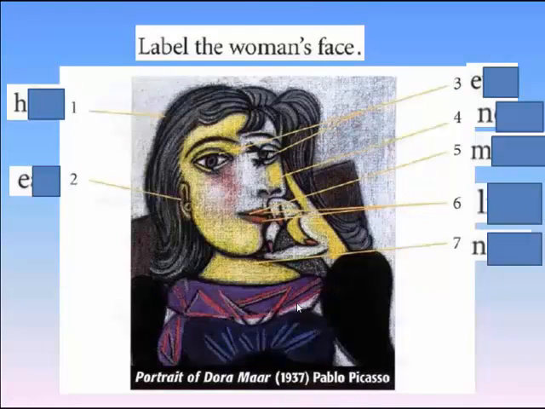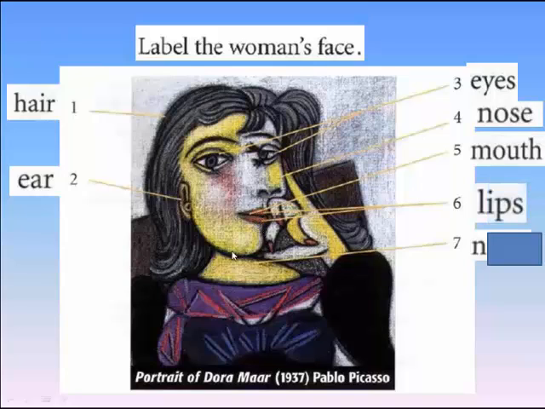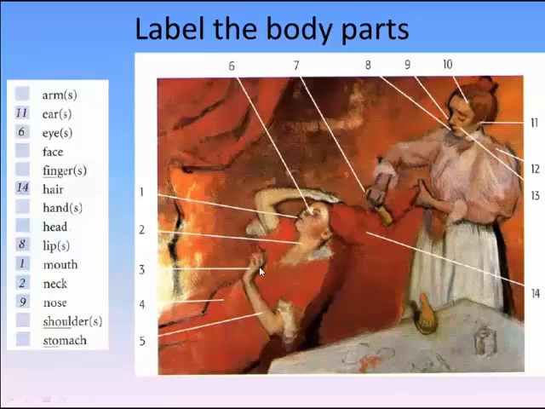Can you remember those words? This was what? This was hair. What part of the body is this? Ear. These are her eyes. She has a prominent nose, a beautiful mouth with these red lips, and a nice neck. You also need to learn some other body parts.